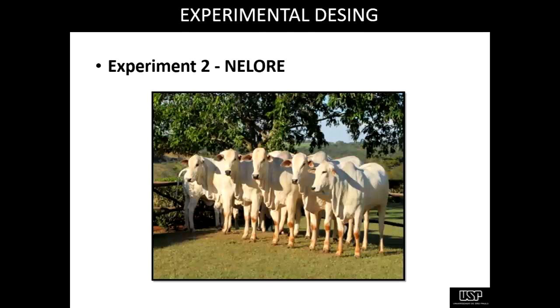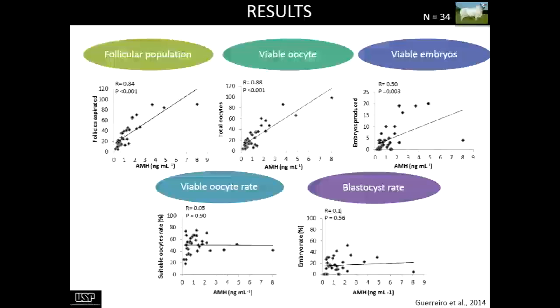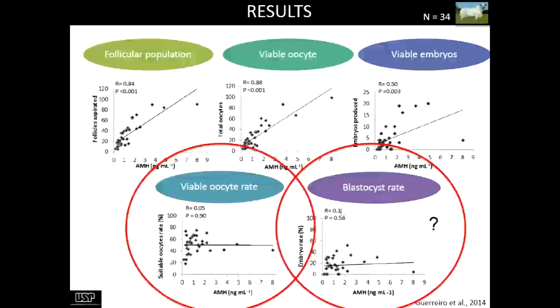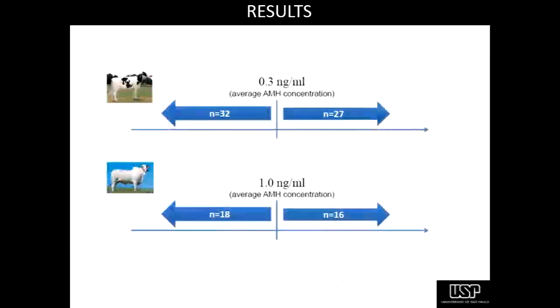We did this in Nelore. Look at the high correlation between number of follicles and number of embryos produced per OPU and per IVF, but again, blastocyst rate was exactly the same between animals with a high AMH or follicle number compared to animals with a low number of follicles or AMH. And also here, the viable oocyte rate was exactly the same. So probably no effect on quality, but on quantity of the oocytes we found.